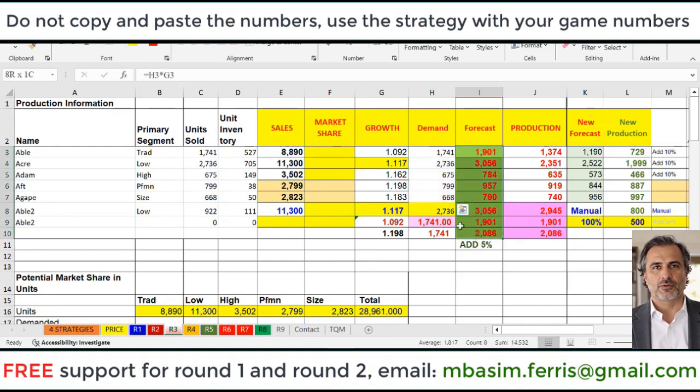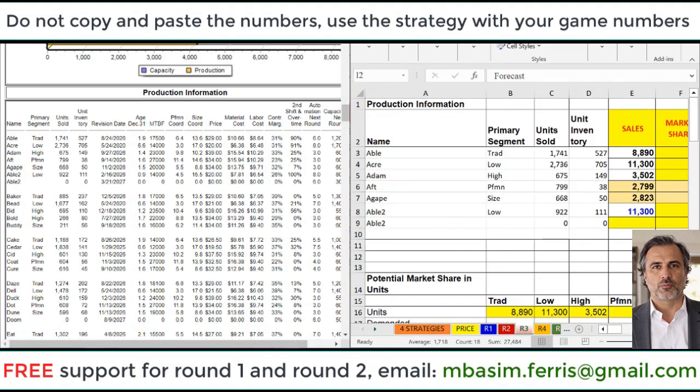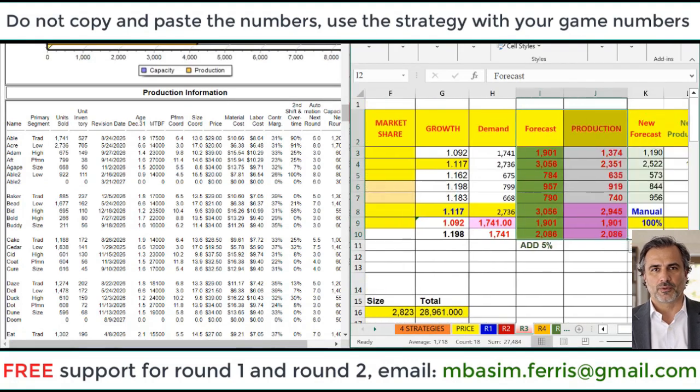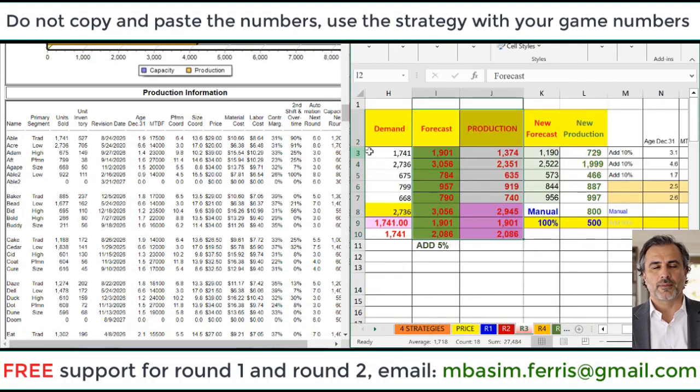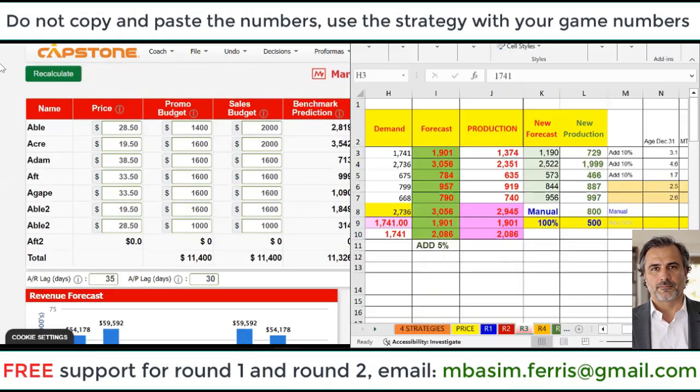Adjust this based on your accessibility goals, not blindly maxing out to $2,500. For the low-end segment, don't overspend if 100% accessibility is already reached. Redirect that money to growing segments or new products. Remember, cost saving in early rounds matters more than in later rounds when your cash flow is still limited.